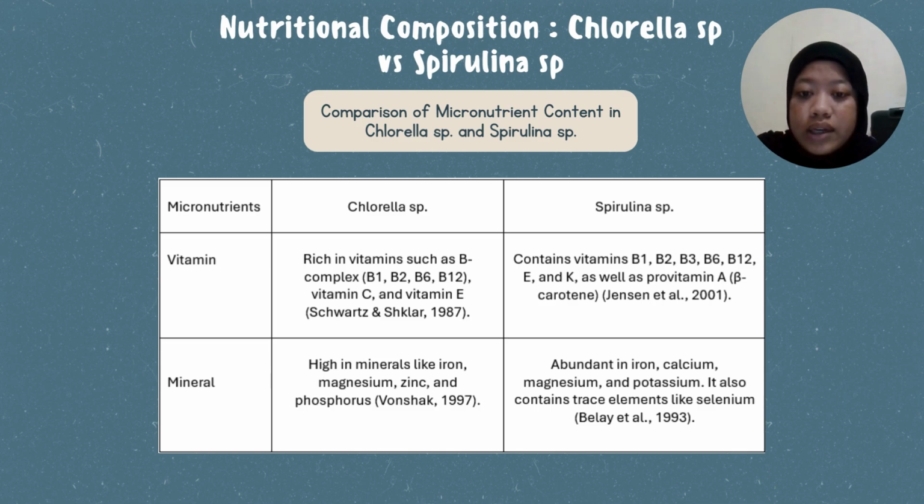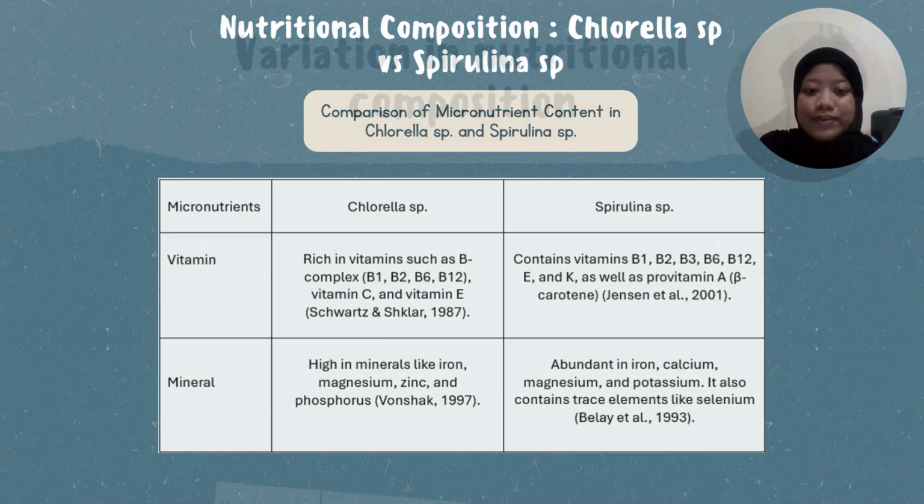Next, minerals. Chlorella is high in minerals like iron, magnesium, zinc, and phosphorus, while spirulina is abundant in iron, calcium, magnesium, and potassium. It also contains trace elements like selenium. That's all from me. Thank you.